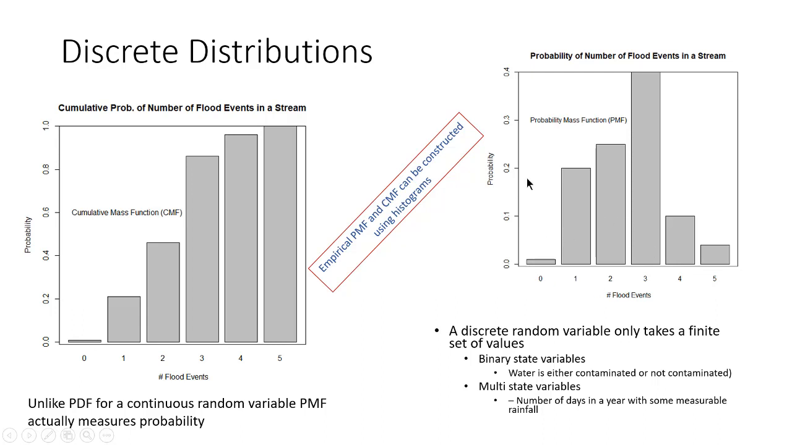Okay, and then the cumulative mass function essentially adds, so the 0 remains the same. For 1, I add whatever the probability 0.2 plus the probability of 0, and that gives me 1.